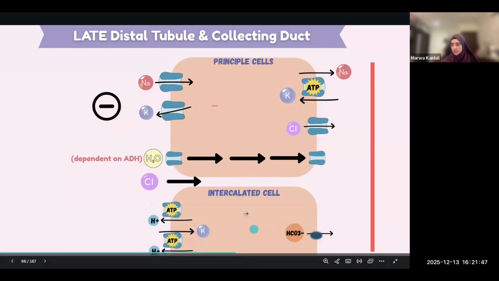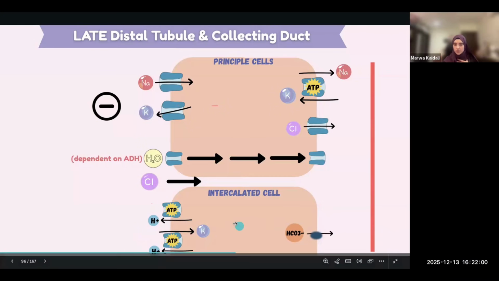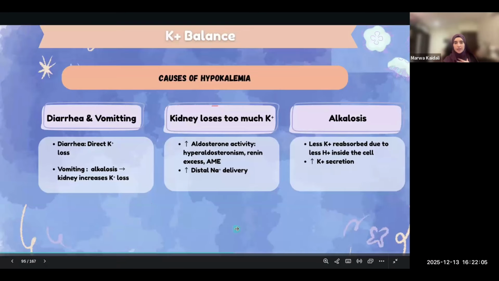Yes, exactly, because we do not have H plus, because H plus is acidic. And when we're vomiting acidic content, we're basically losing a lot of acid, which would put us in an alkalotic state. And when we're in an alkalotic state, it means that we do not have a lot of H plus, so less H plus can be secreted, less potassium can come back in.